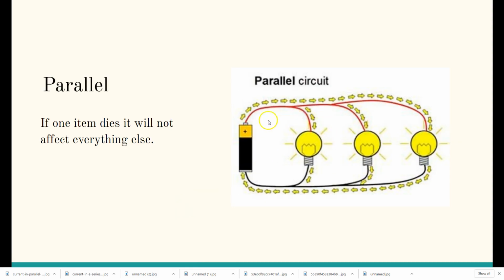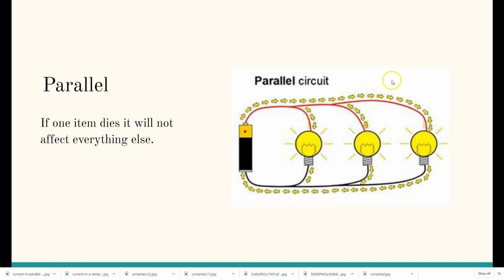As you can see in our parallel circuit, we have these rungs of the ladder, and the flow of electricity is going around just like it would. But you can see it also branches off here. So let's say, for instance, this light bulb here dies. Well, this light bulb here and this light bulb here are going to be fine because the electricity is still flowing to them and completing the circuit that way.